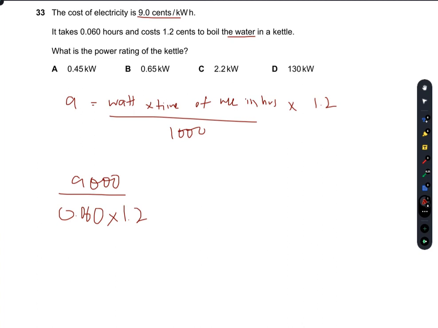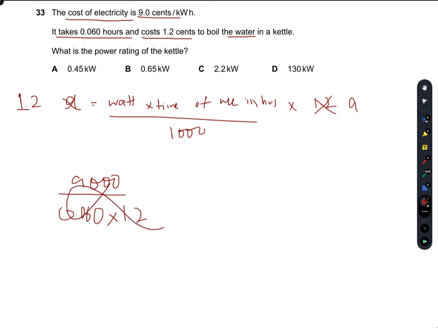So the cost of electricity is 9 cents per kilowatt hour. Oh, okay, now I get this. There's been a mistake in putting the values here. The cost of 1 unit was 9 cents, so 9 cents had to be here, and the cost of electricity to boil the water in the kettle for a utility of 0.60 hours, I had to write 1.2 cents here. So sorry for the mistake.